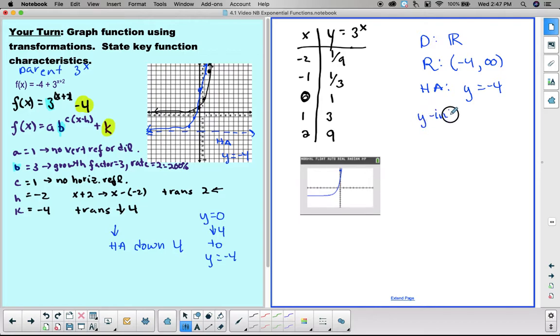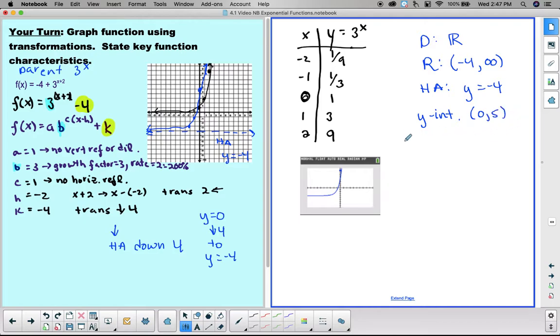We calculated that. It ends up being, so one of these points, I think it was (3, 1), or no, actually it was this one, yeah, (2, 9). We went left 2, down 4, so it looks like the y-intercept is going to be (0, 5).